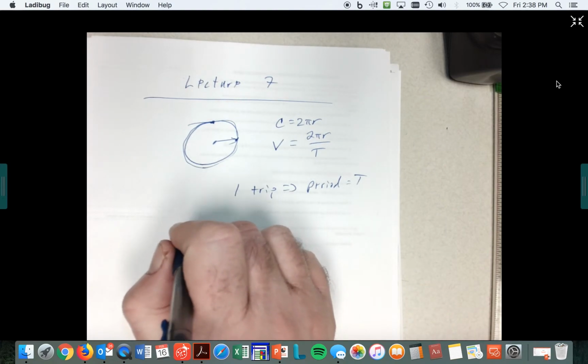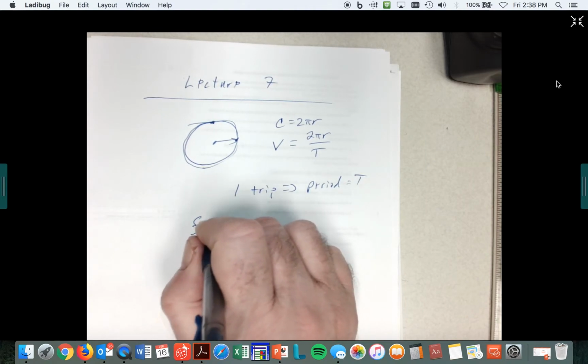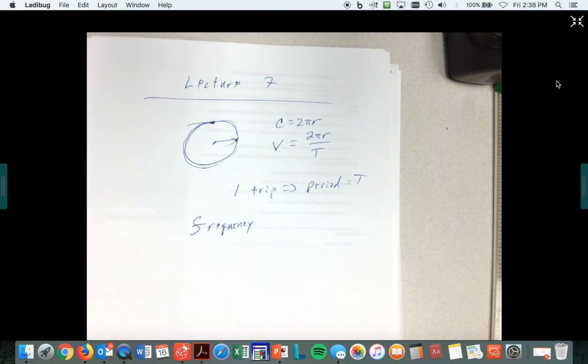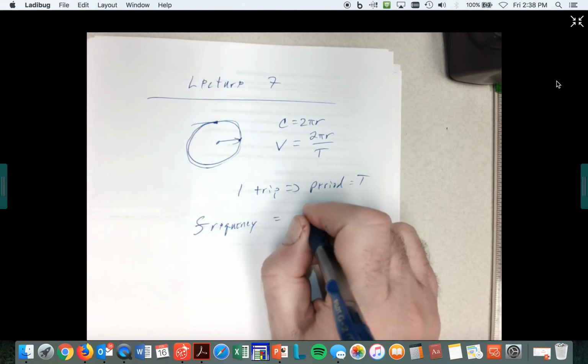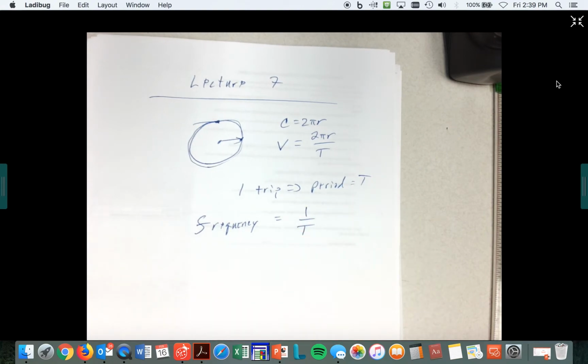Now the frequency, in other words, how many trips a second does this thing make? Or how many trips a minute does this thing make? That would be the frequency. That is equal to 1 over T. Okay? The frequency is equal to 1 divided by T. All right?